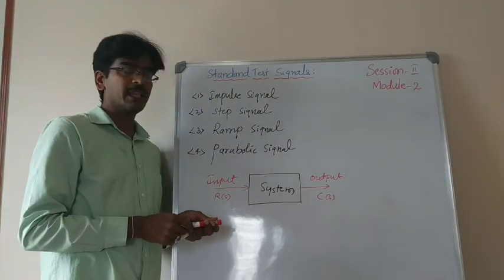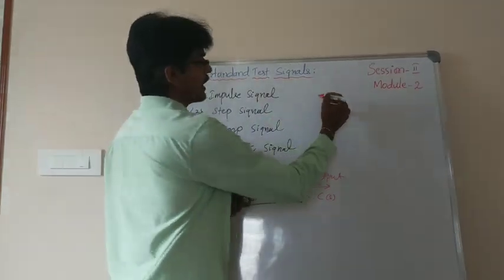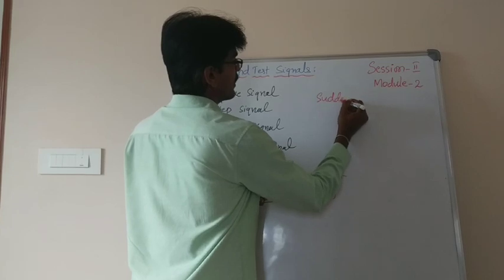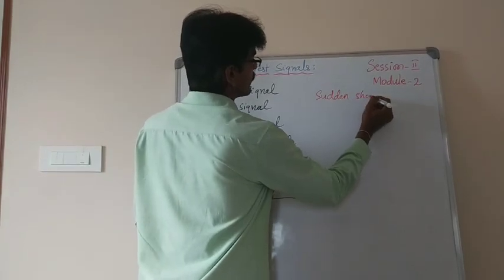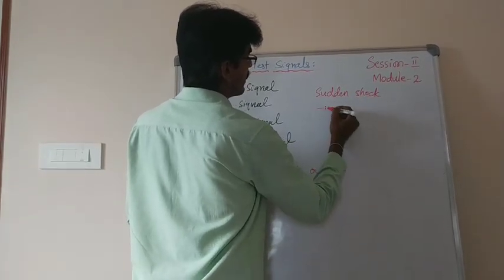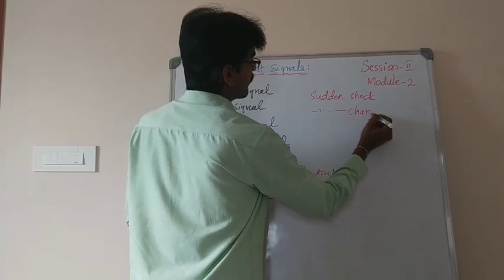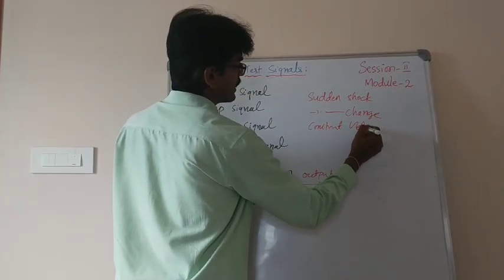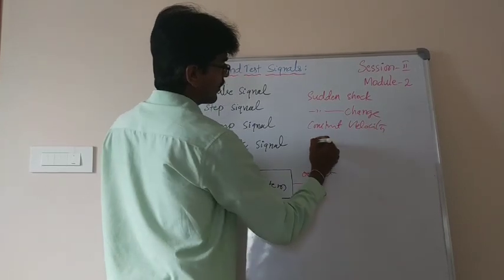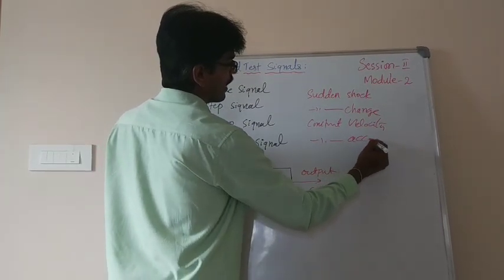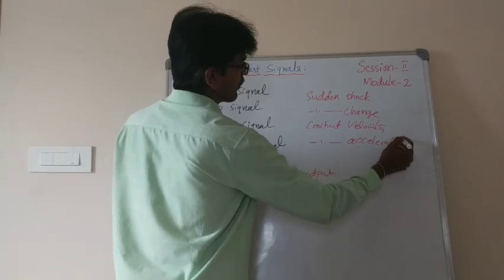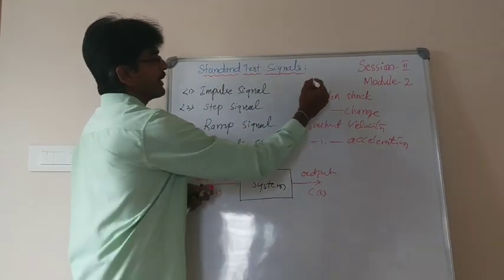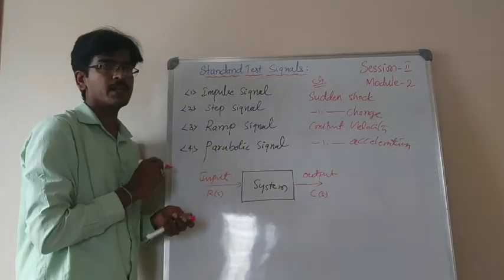Now, what are the characteristics of an input signal? That is sudden shock, sudden change, constant velocity and constant acceleration. These are the characteristics of input signals.